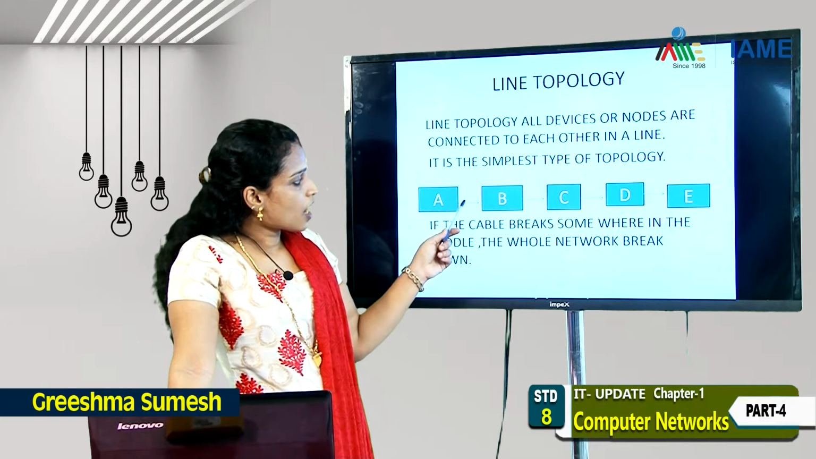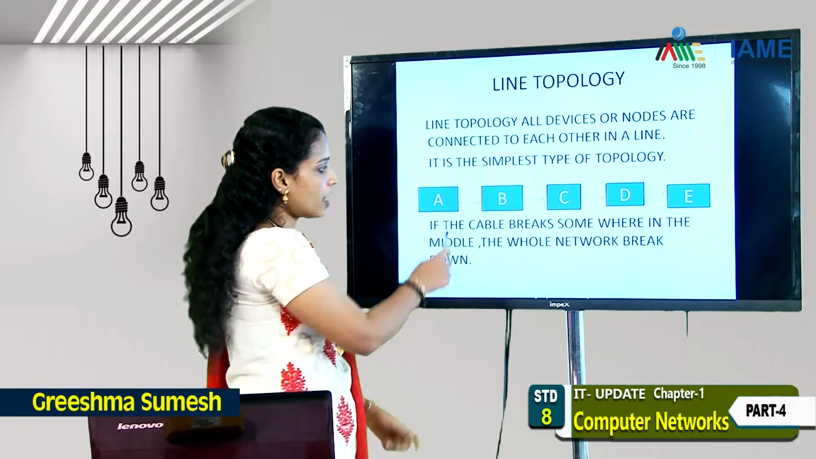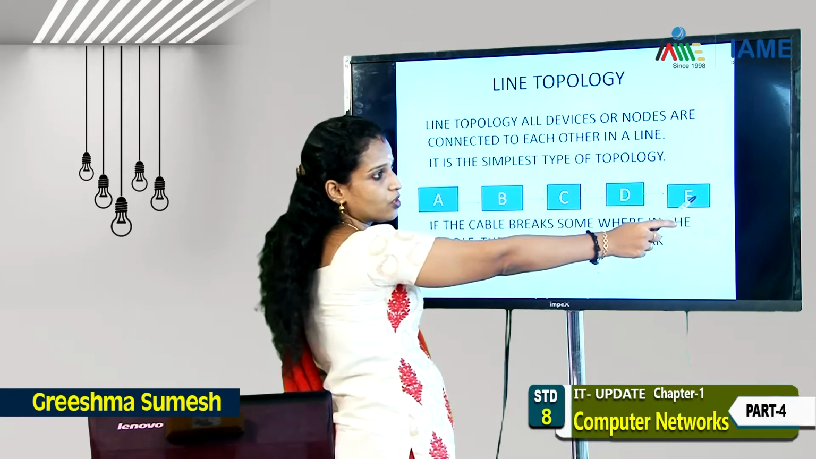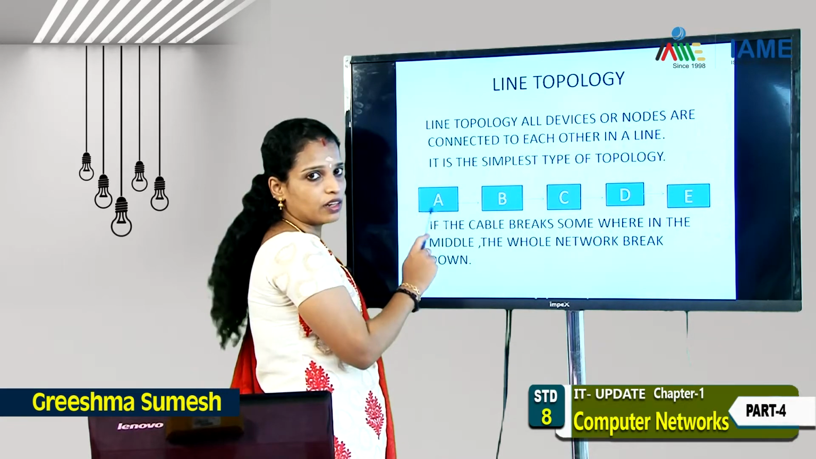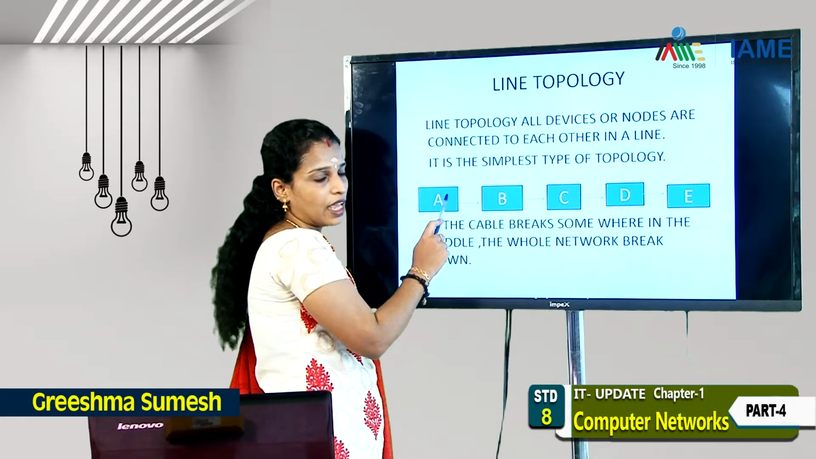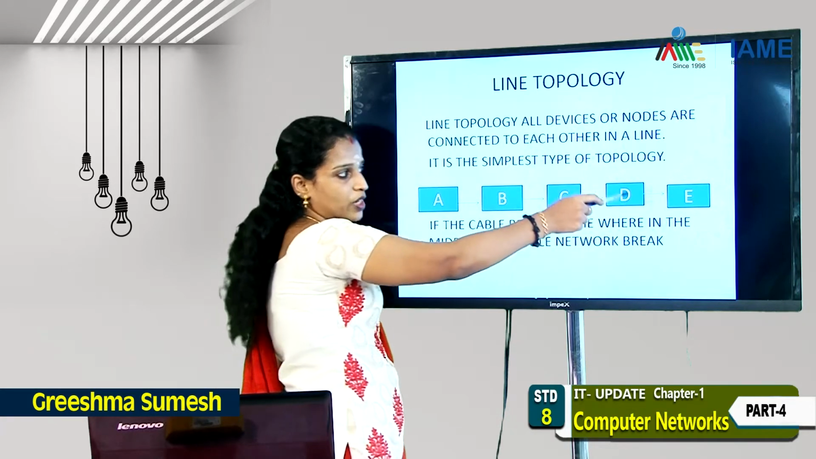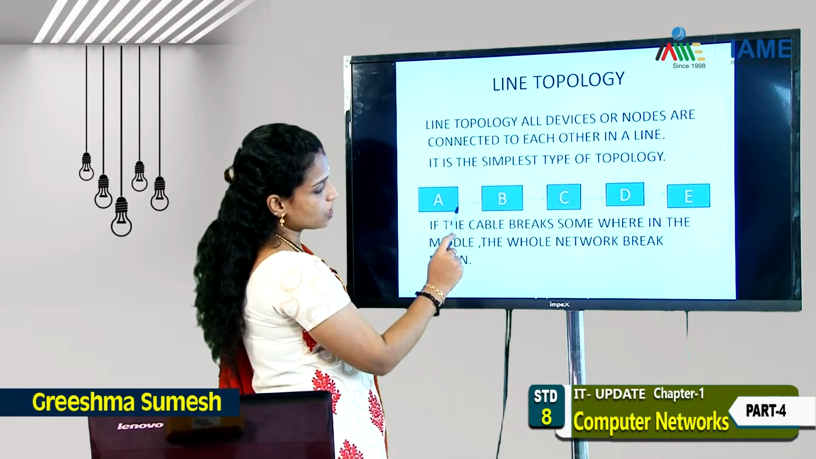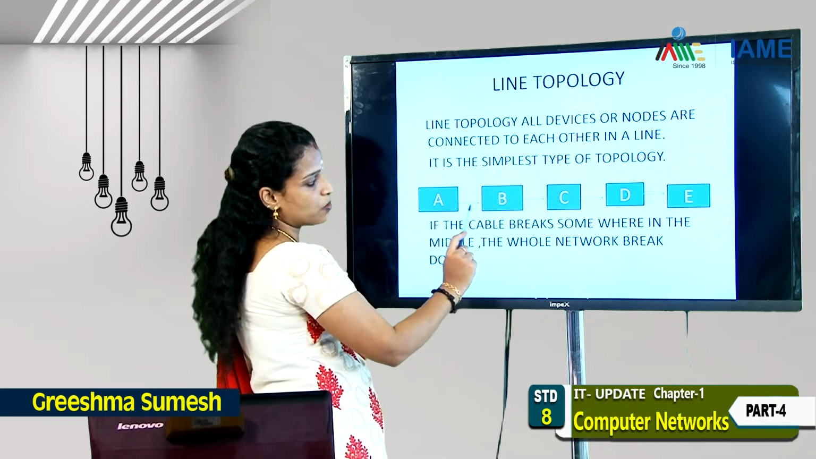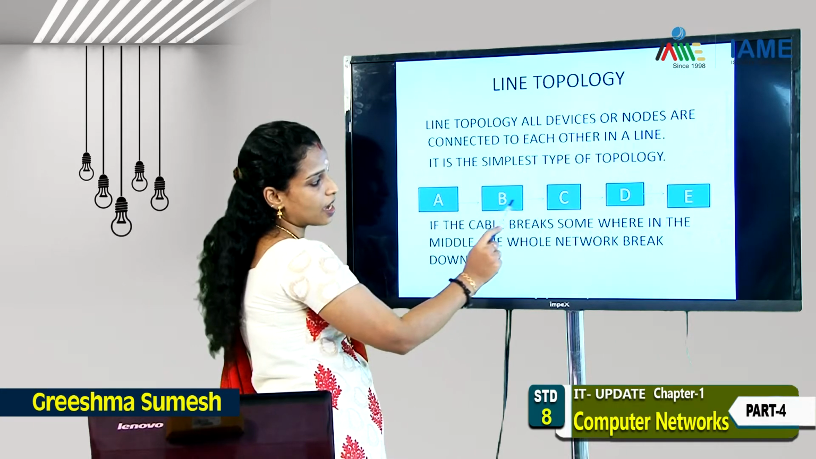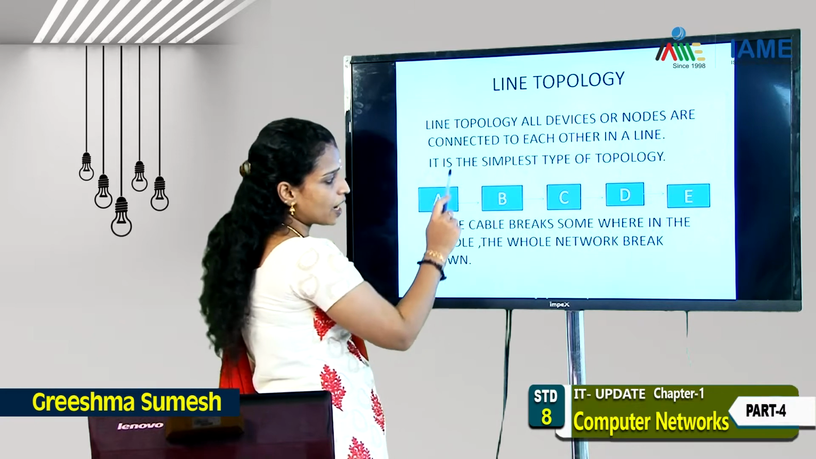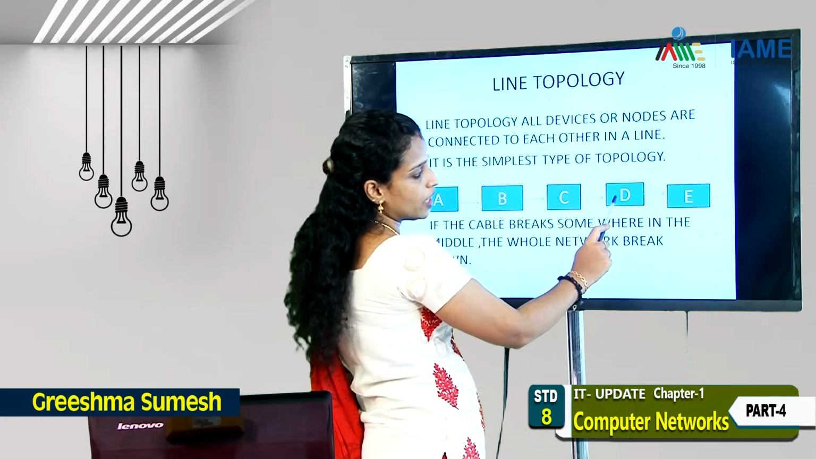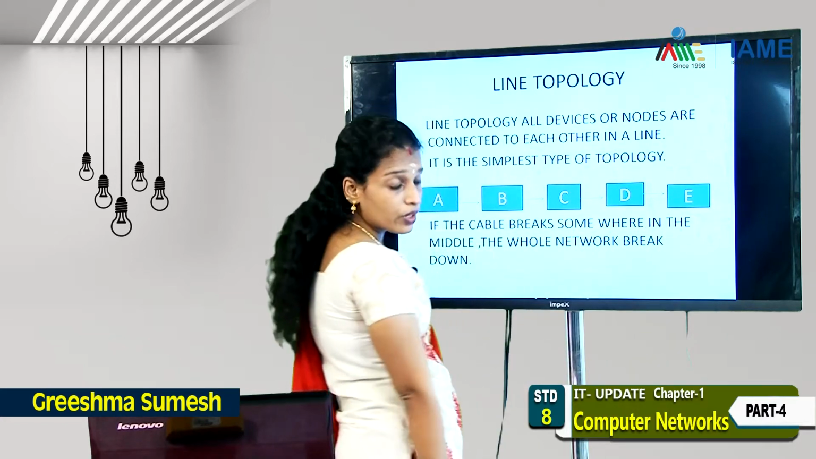See, this is a line topology diagram. A connected to B, B connected to C, C connected to D, D connected to E. A means computer. Computer A, computer B, computer C, computer D and computer E. All these computers are connected by a cable. See, these small lines are cables. Computer A connected to B, B connected to C, C connected to D, D connected to E.